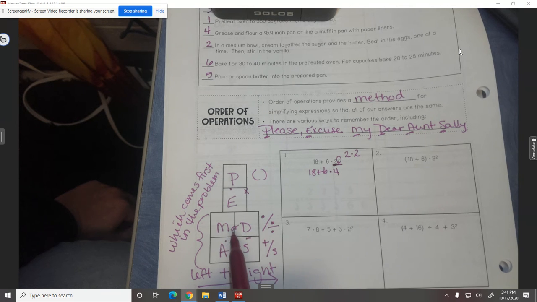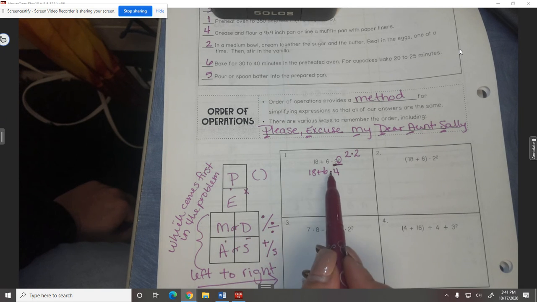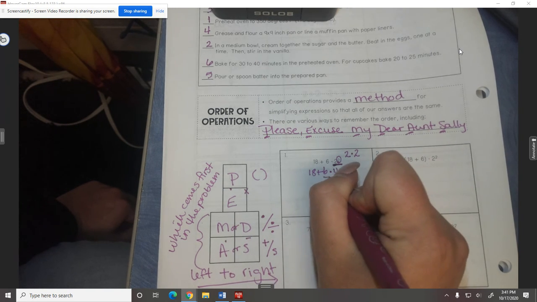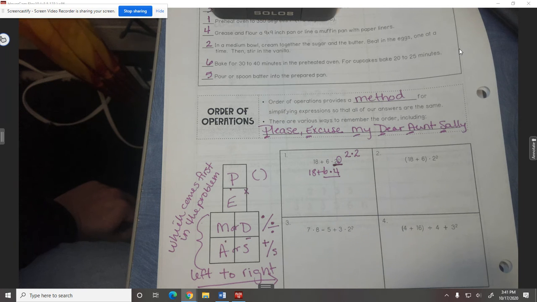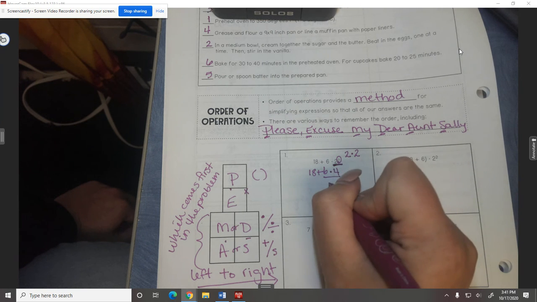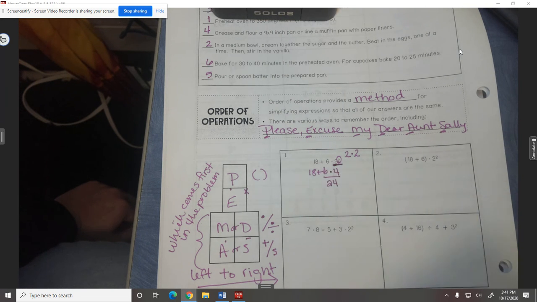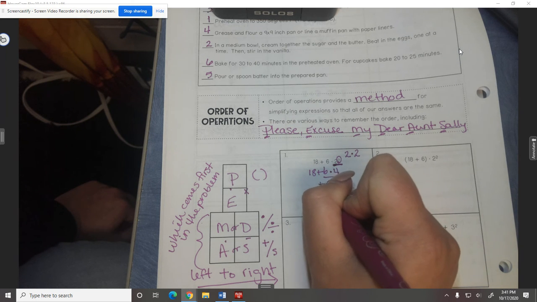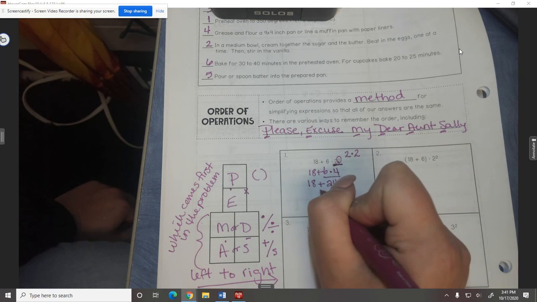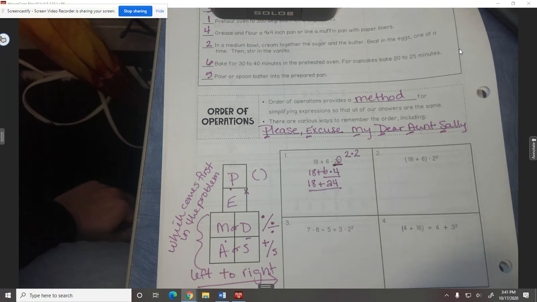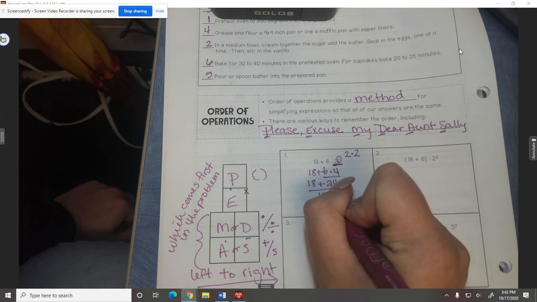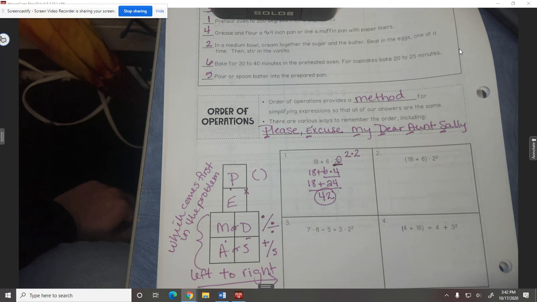So now I can move to, do I have any multiplication or division? And this dot right here represents multiplication. So that's what I'm going to do first. I'm going to underline that because that's what I'm working with. 6 times 4 is 24. Bring down the rest, 18. The only thing I have left is 18 plus 24. And that's going to give me 42. And so there's my answer.